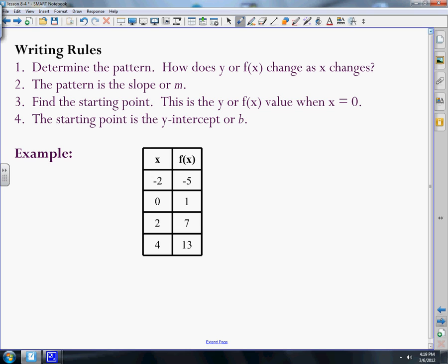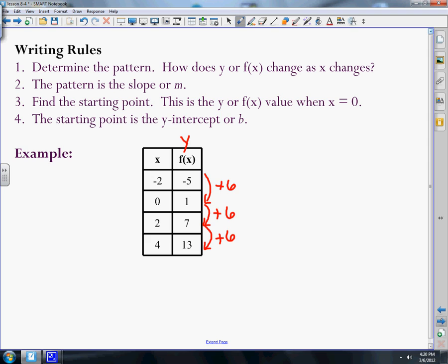So first of all, let's determine the pattern. How does f of x, or remember this is the same as y, change as x changes? First we want to look at how f of x or y changes. So I ask myself, what do I add to 5 to get to 1? I know that I have to add positive 6. Then I ask myself again, what do I add to 1 to get to 7? I add 6. And what do I add to 7 to get to 13? I add 6. So I know that y changes every time by adding 6.